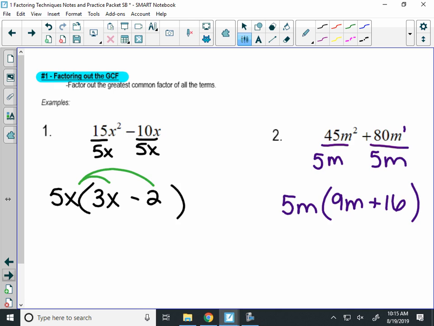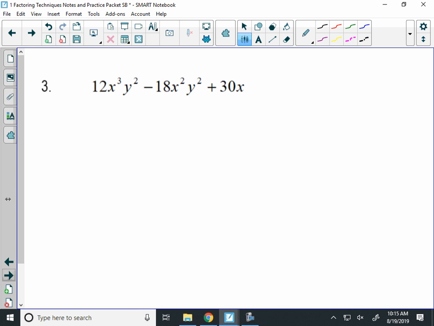Those ones are pretty simple. These ones are a little bit more with some different letters here. All right. What do they all have in common? Start with the numbers. 12, 18, and 30. What number do all those have in common? 6. Okay, so this is 6. What else do all those terms have in common? In x, how many x's? Just 1. Okay. Why can I not pull a y out? Yeah, because the 30x doesn't have a y on it. So your greatest common factor is just 6x.